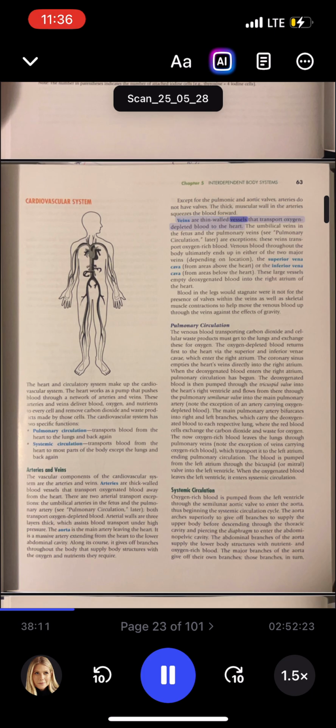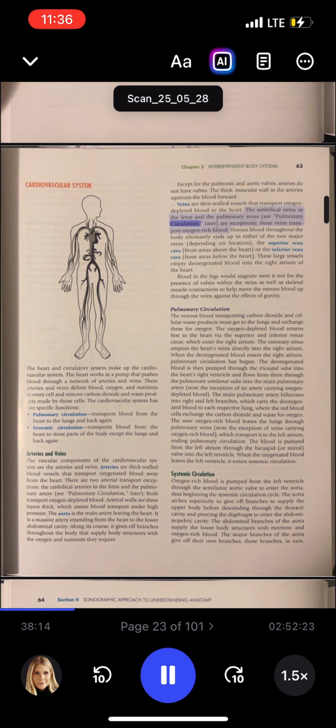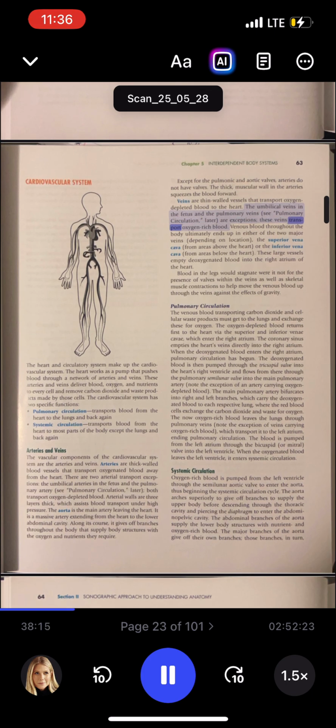Veins are thin-walled vessels that transport oxygen-depleted blood to the heart. The umbilical veins in the fetus and the pulmonary veins (see pulmonary circulation later) are exceptions. These veins transport oxygen-rich blood.